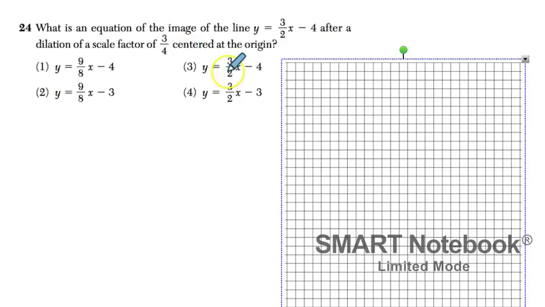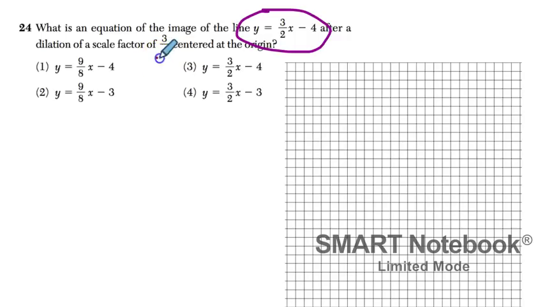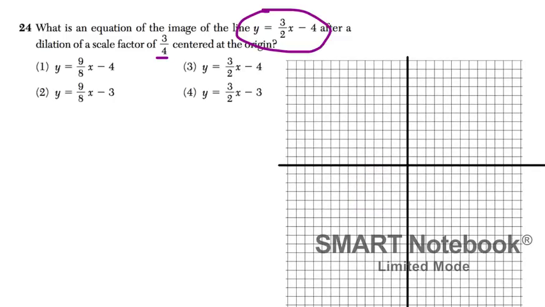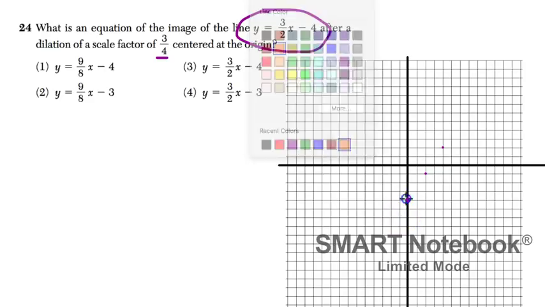And then last but not least, last question: what's the equation of the image of this line after I dilate it by a scale factor of 3/4 centered at the origin? There's a reason this was number 24. We'll talk about the long way to do it and then the shortcut, and then we'll be done. So I would go ahead and graph this line. I know my y-intercept is -4. I know I have a slope of 3/2, so I'm going to rise 3, run 2, rise 3, run 2, and use my straight edge to draw a nice line through those points.